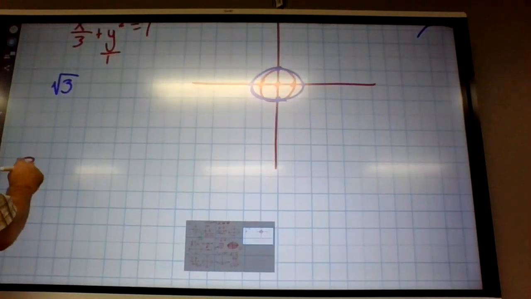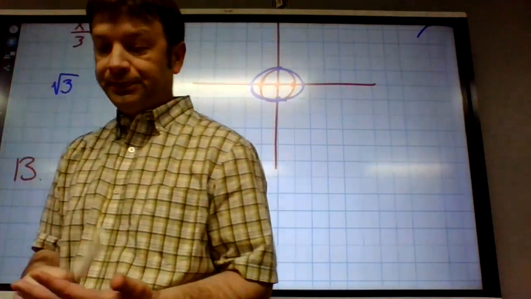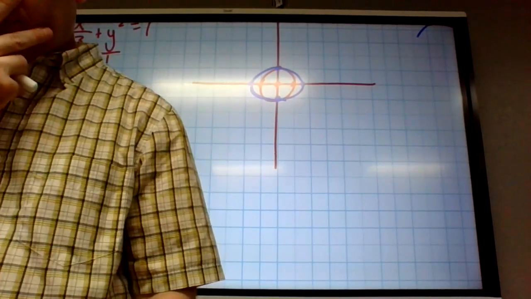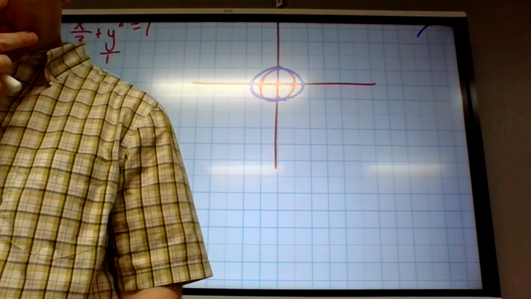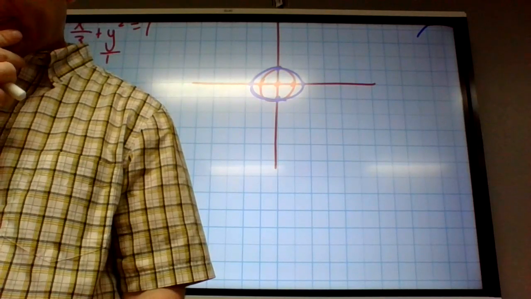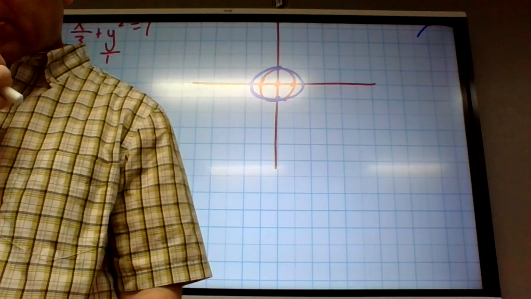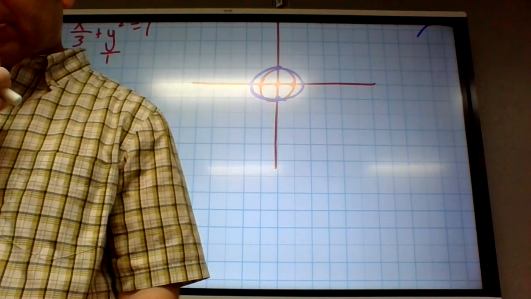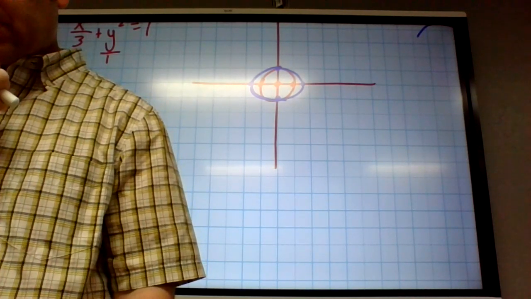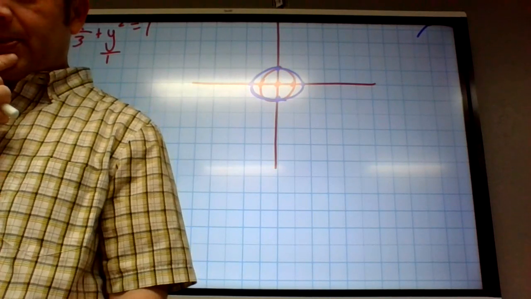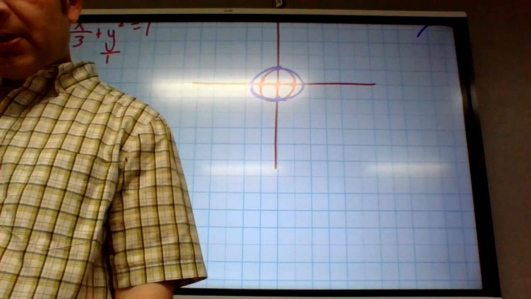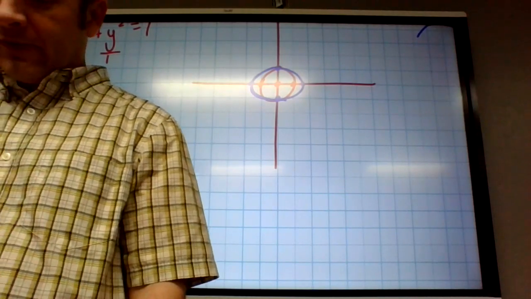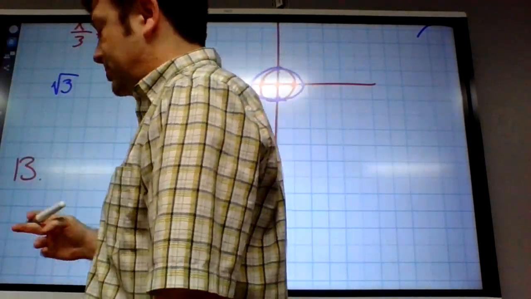All right. Number 13. Oh, shoot. That was number 10. I did the x over 3 one. Oops. Okay, so you guys need to do 11, I guess. Okay. 13 and 15, find the equation of the ellipse. No problem, right?